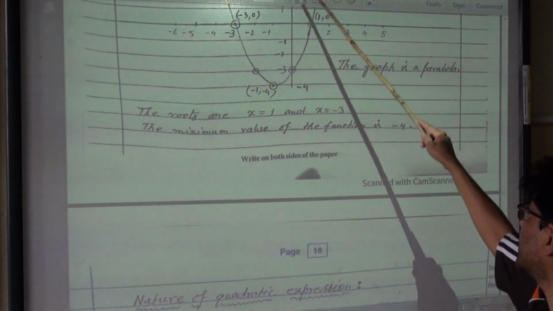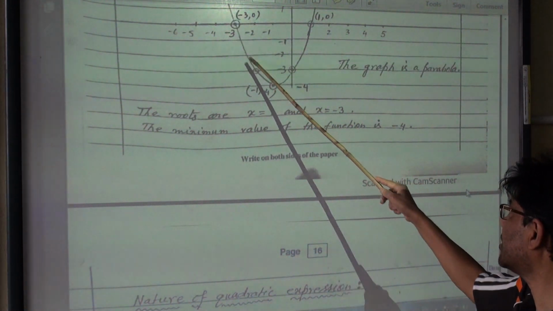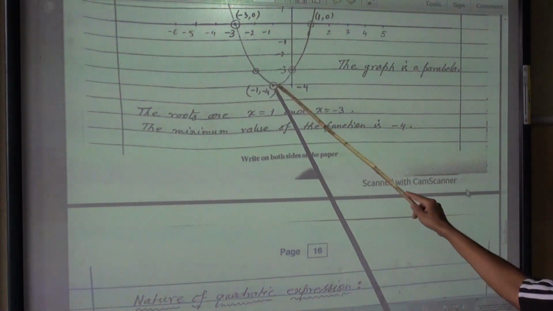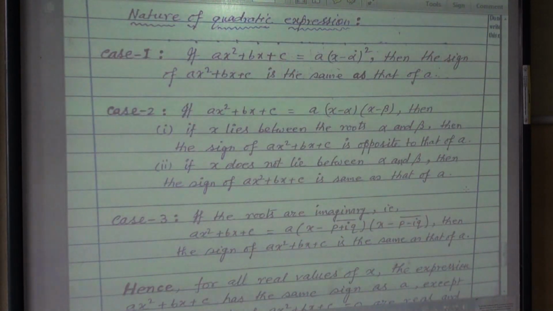Y is this. So y is decreasing. Here it is becoming minimum. Once again it is increasing. So the minimum value of y is -4. That is the minimum value of the expression. So this way you have to draw the graph.